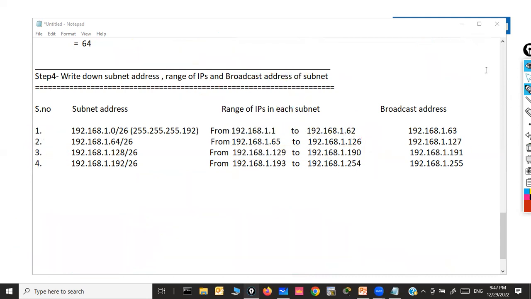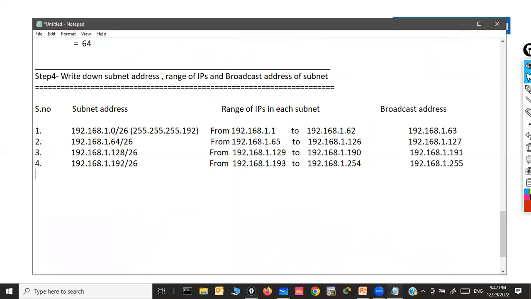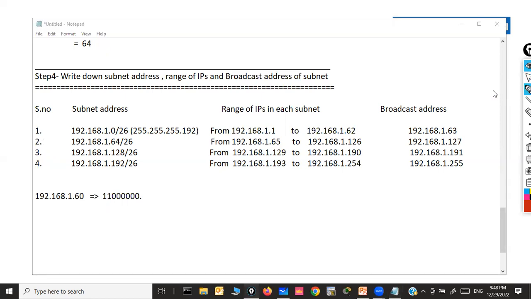So even if you don't have the table, let's say 192.168.1.60, you can do the conversion from decimal to binary if you want. So 192, I believe, will be 5, 6, 8, and then 168. And how do we do decimal to binary conversion? So it's like 192, 168.